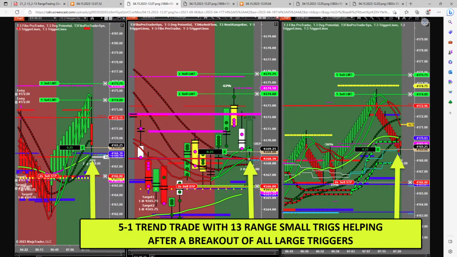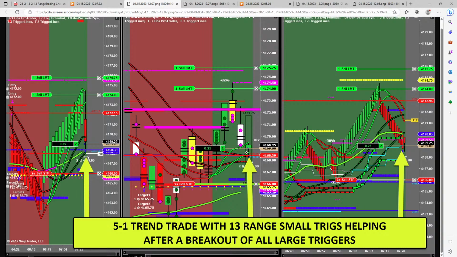And that happens a lot with momentum trades, doesn't it, guys? Where you get the first momentum trade and it makes 4 or 5 points and then it goes all the way back to a trend trade and then you do it again. That happens a lot with momentum trades. Anyway. So, long story short, that same area that broke out gets retested. And that happens a lot. But this is literally just a 5-1 trend trade over here with the 13 range triggers helping.